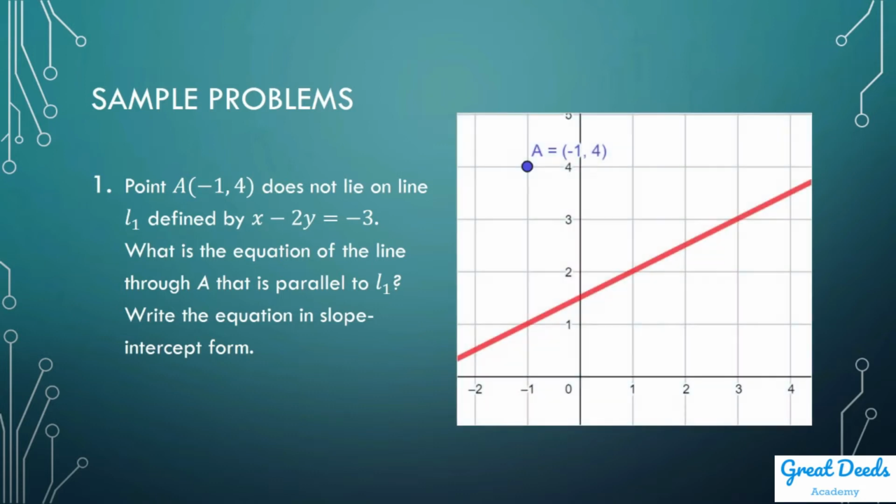So something like this is taking place in this problem. You have the red line, which is defined by x minus 2y equal to -3, and you have a point A that is not on the line. You will draw a line that is parallel to L1 and passes through point A. Write the equation of that line in slope-intercept form.